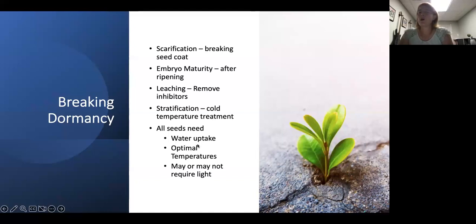Like I said, all seeds need water uptake and optimal temperatures, and some seeds might need light and some seeds might not in order to germinate correctly. So we're going to dive deeper into this. And if anybody has any questions, I don't have you all up on the screen because it gets kind of distracting, but you can totally throw stuff in the chat and I will try and answer questions, but there'll be time at the end as well.